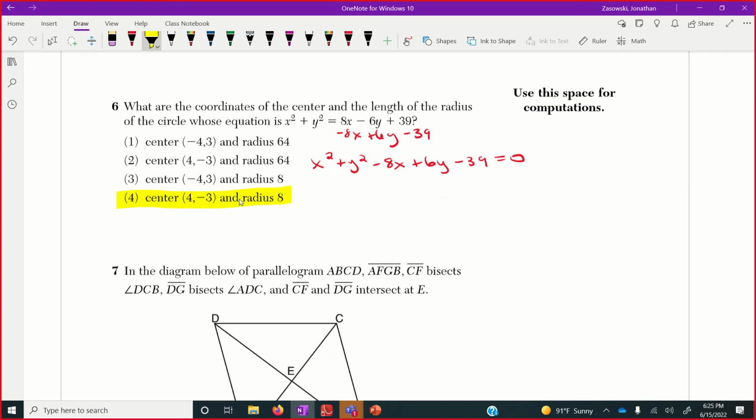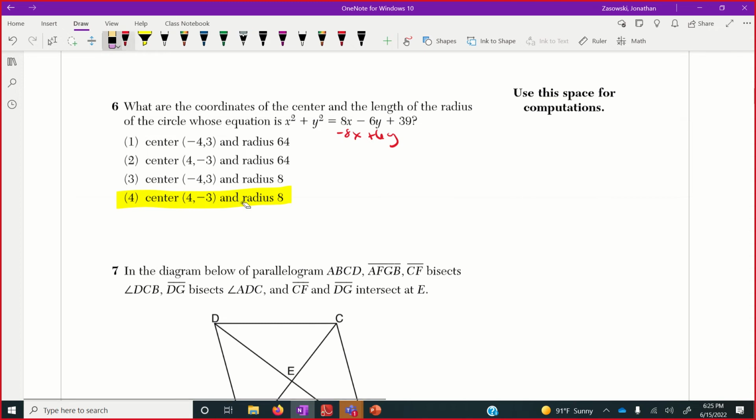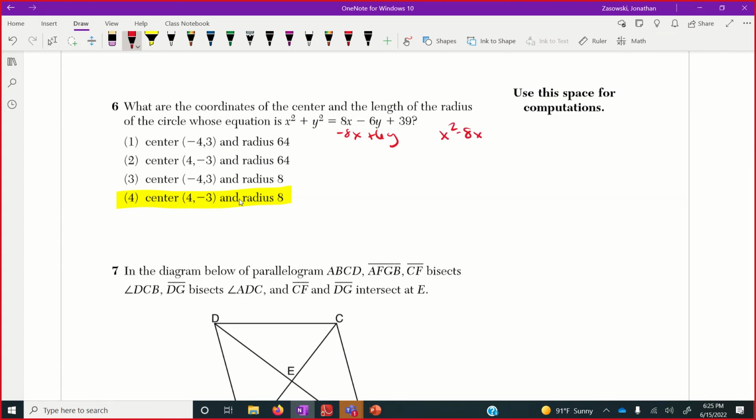Now, real quick, let's go over the correct way to do this, in case it comes up later or on part 2. Instead of moving the 39 over here, we want to get the x's grouped together and the y's grouped together and then complete the square. So we're still going to move over the 8x and the 6y, but it's going to be x squared minus 8x plus y squared plus 6y equals 39. And then we're going to do our b over 2 squared to both sides. And this is going to help us complete the square.